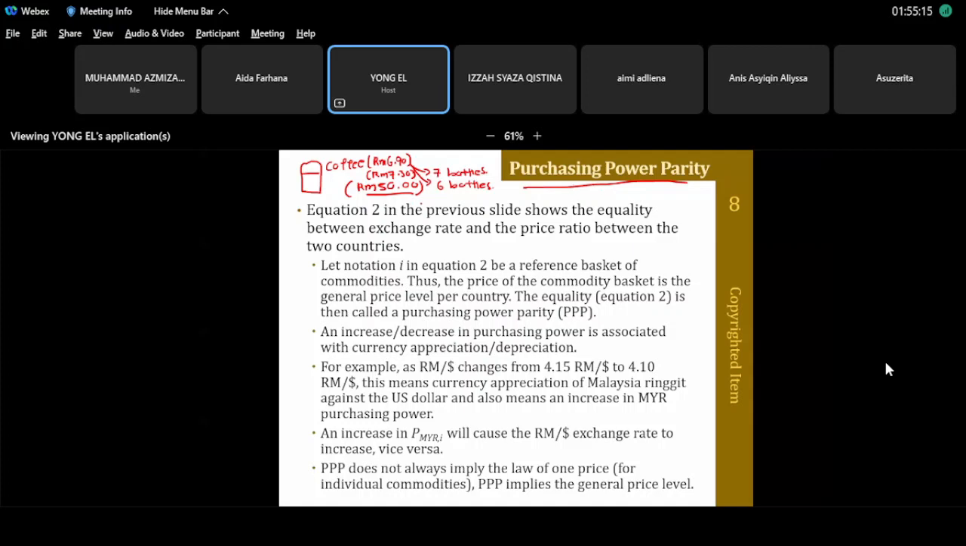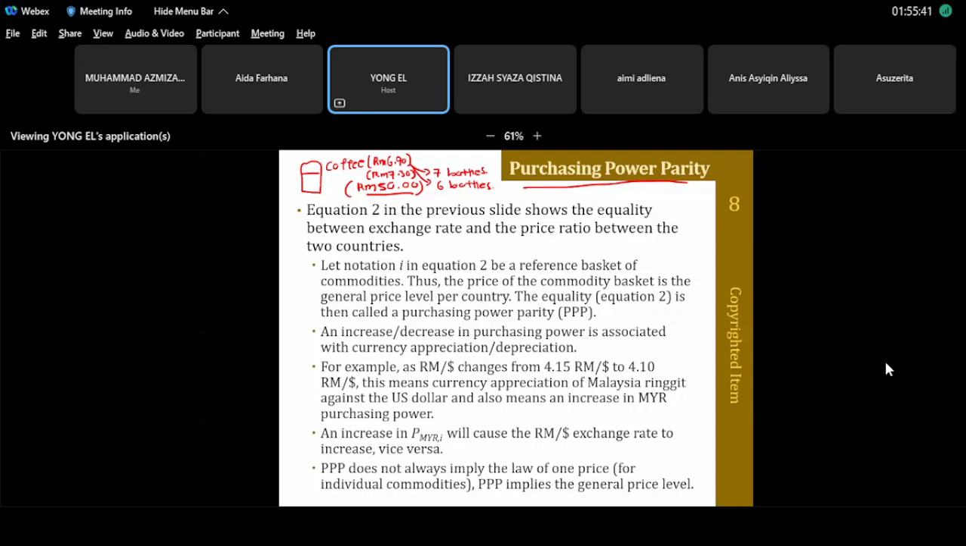In international economics, we are not just looking at demand and supply for one or two commodities, but we look at the currency value here. The currency between the US and Malaysia, Malaysian ringgit and US dollars. We want to compare the purchasing power between US dollar and Malaysian ringgit.